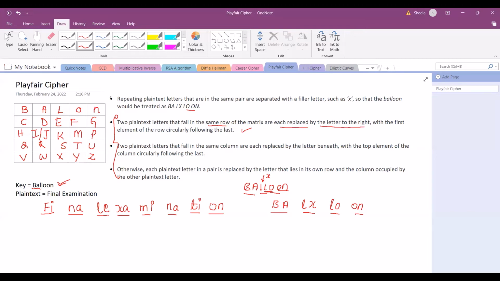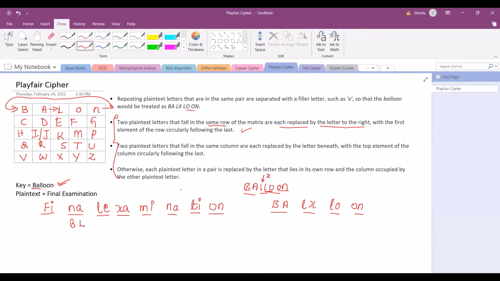And if this is at the end, so after this there is no other element, we have to consider a right circular shift. So for N, the letter next to its right is B, and for A, the letter next to its right is L. So for N, the corresponding ciphertext will be B, and for A, it is L. So using this second rule, we can get the ciphertext.